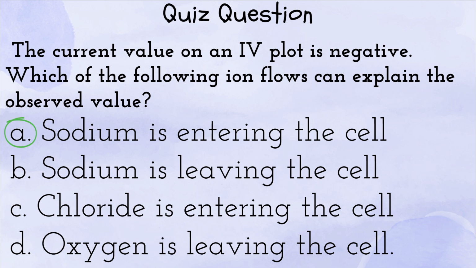The answer here is A again. We can immediately discard answer choice D because oxygen is not a relevant ion for us here. We have a negative current, so either cations are entering the cell or anions are leaving. This allows us to eliminate choices B and C because sodium cation and chloride anion would be going the opposite direction as what is in the answer choices. Therefore, A is the correct answer.